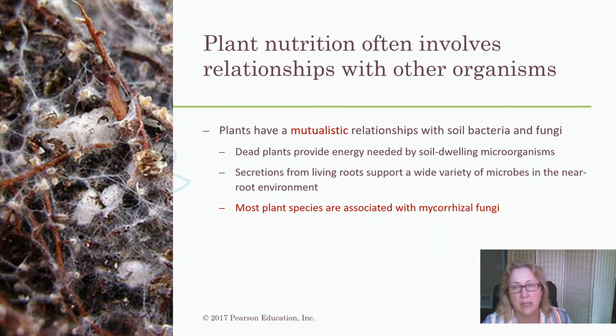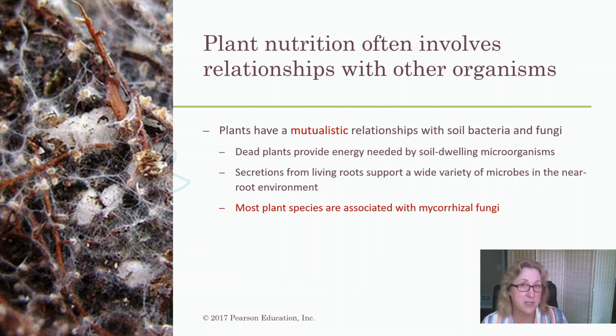Plants have relationships with other organisms. These relationships are often mutualistic. So we'll talk about this when we get to ecology a little bit more. But there are three kinds of symbiotic relationships that organisms can have. Different species of organisms we're talking about here, sometimes even different kingdoms of organisms. So if a relationship is mutualistic, that means that both individuals benefit.